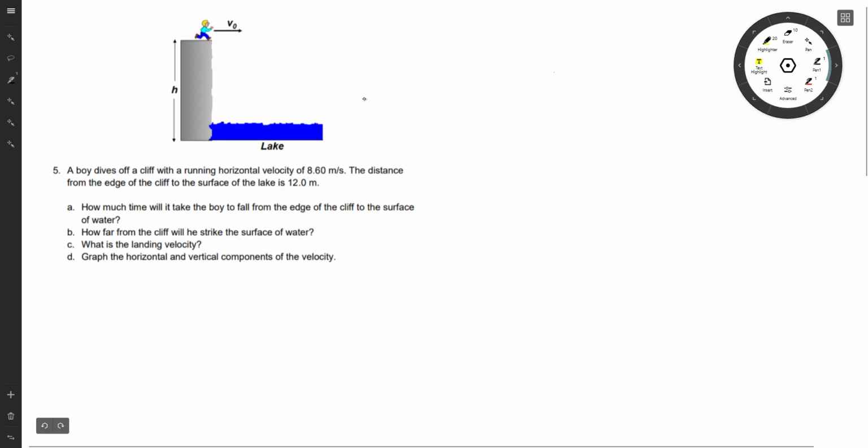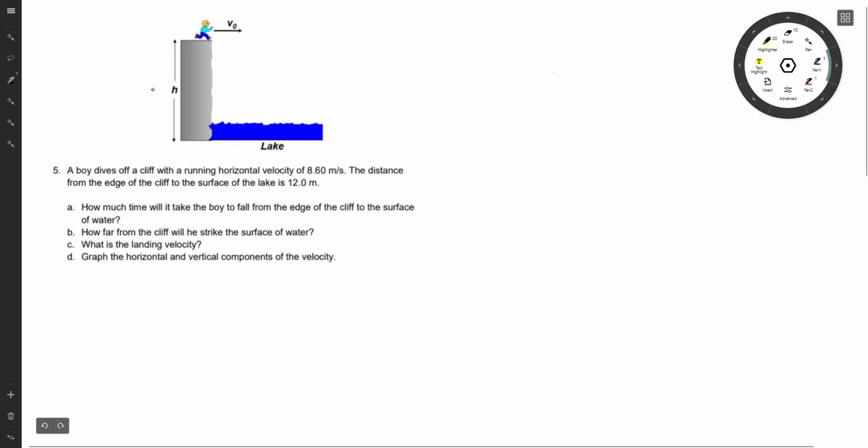Okay, so let's go through this problem and see if we can figure out what to do. We start off with a boy diving off a cliff with a running horizontal velocity of 8.6 meters per second. The distance from the edge of the cliff to the surface of the lake is 12 meters. So this is our initial setup. They've provided a diagram, but this is essentially what we would draw given the description here.